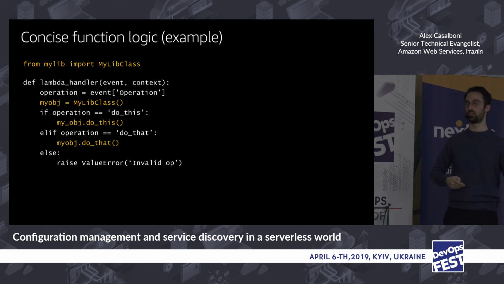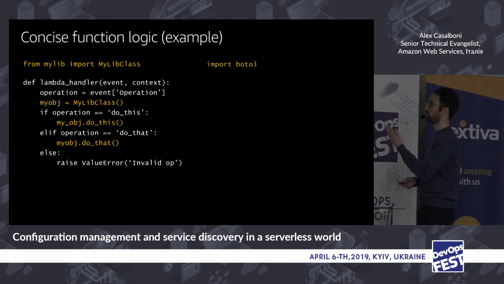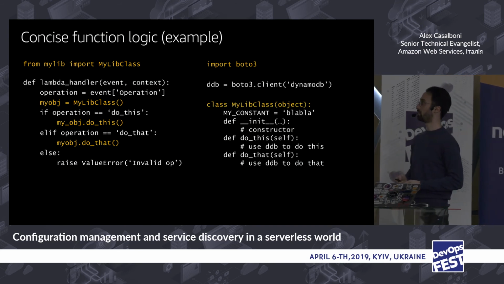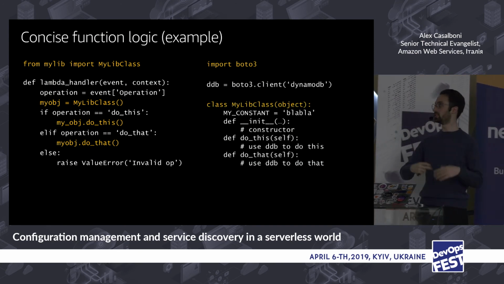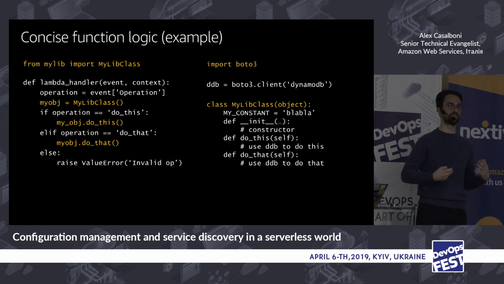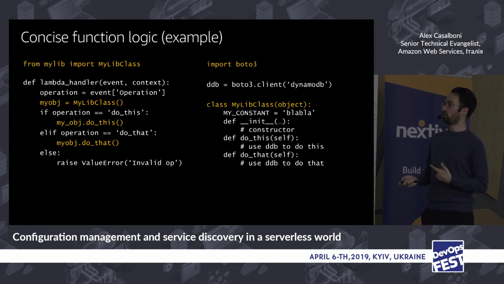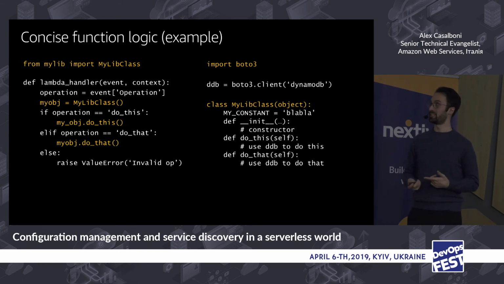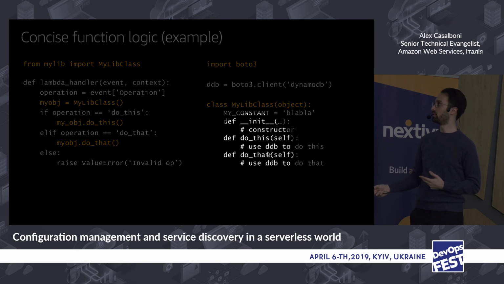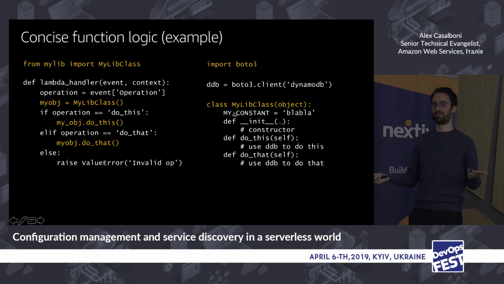All your business logic should be somewhere else. For example, in another file with your mylib class, where you initialize clients and constants and secrets and all your stuff. Why is this useful? First of all, because it's more debuggable. Second of all, because you can reuse your business logic on containers, on instances, on another provider, wherever you want.